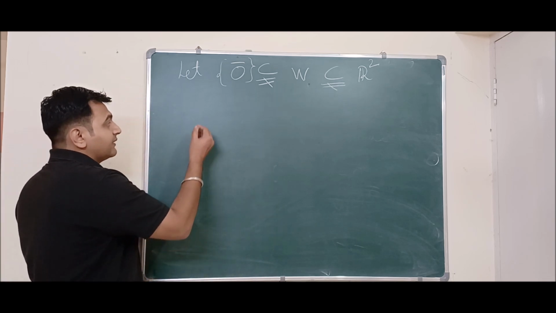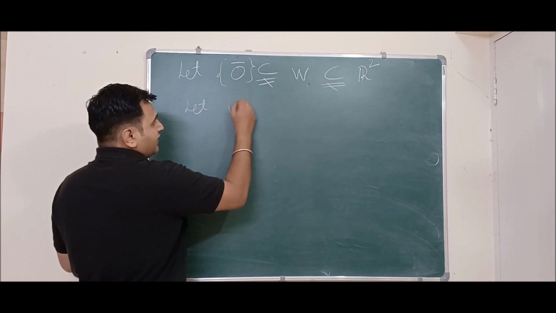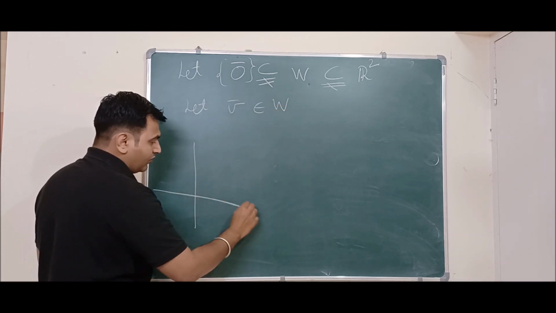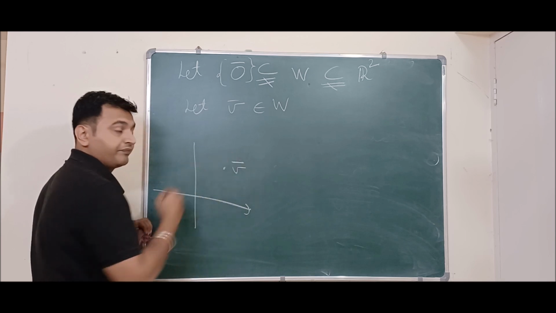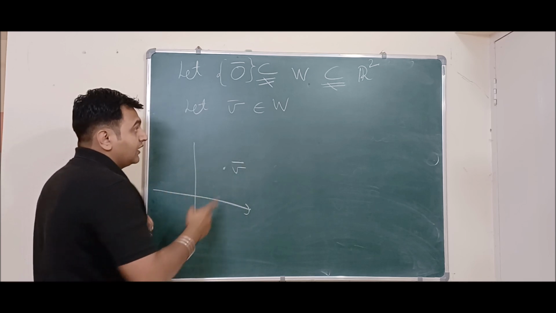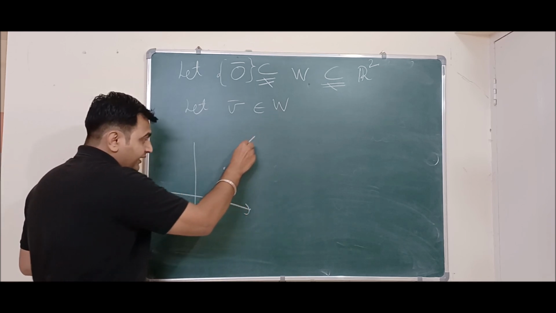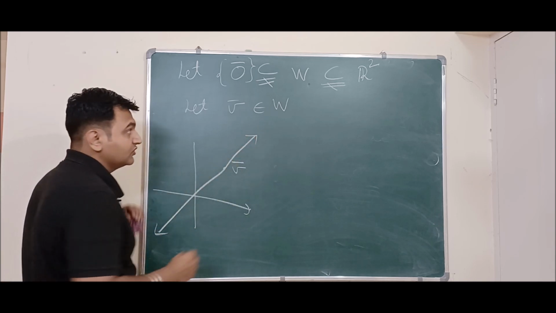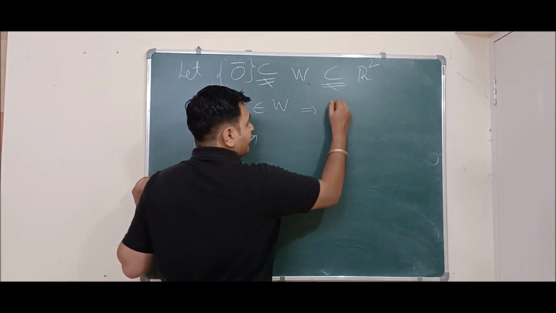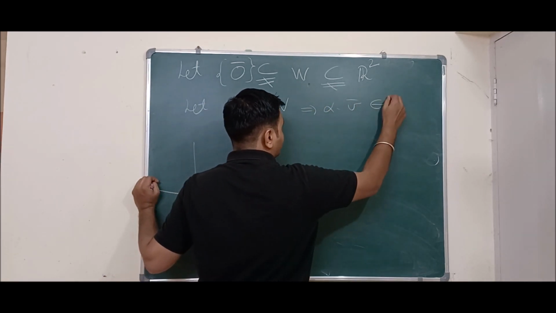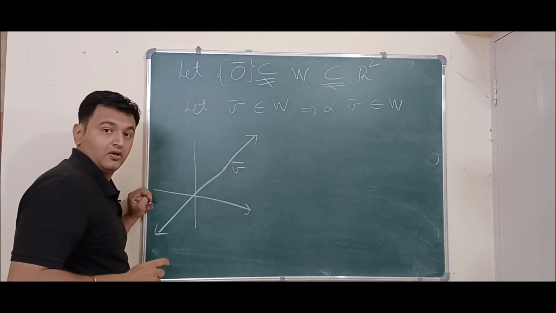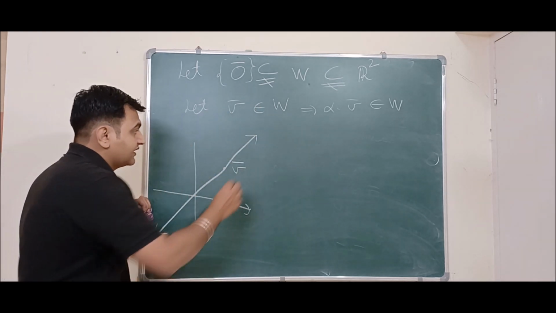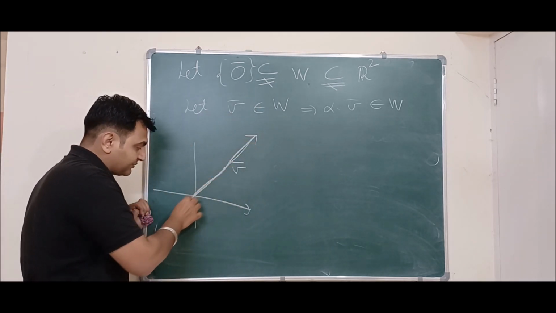Okay, now since W is non-zero, let a vector v bar belong to W. Okay, so we are in R2, you take this v bar. Now W is a subspace, so any multiple of v bar will also be in W. So this implies what? Alpha times v bar belongs to W. So it contains all the multiples of v bar. And we know that this is a line passing through origin, this is a subspace.